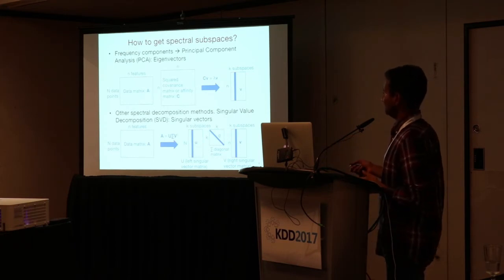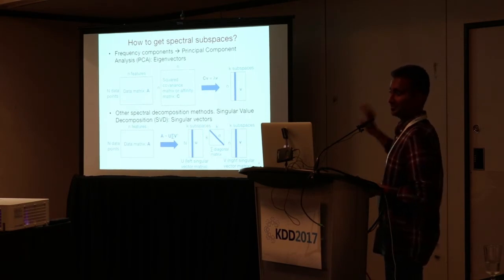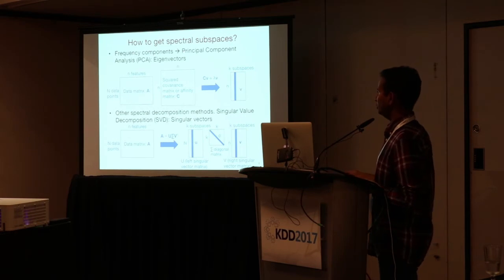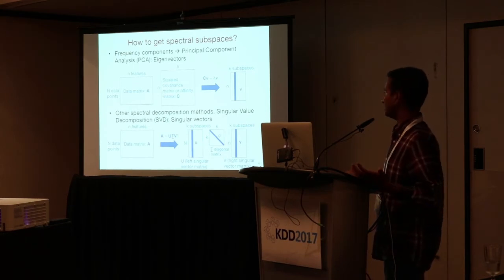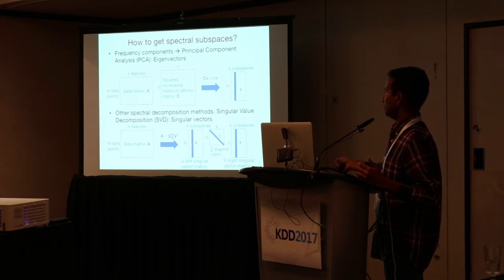The other way is to use singular value decomposition, which is what we'll be focusing on in this entire section. And what you do is, given a particular matrix, let's say it's called A, we divide it into three different matrices. You have U, which is the left singular vector matrix, and V, which is the right singular vector matrix, and you get a diagonal matrix sigma. So A, which is the original matrix, is divided into U cross sigma cross V.